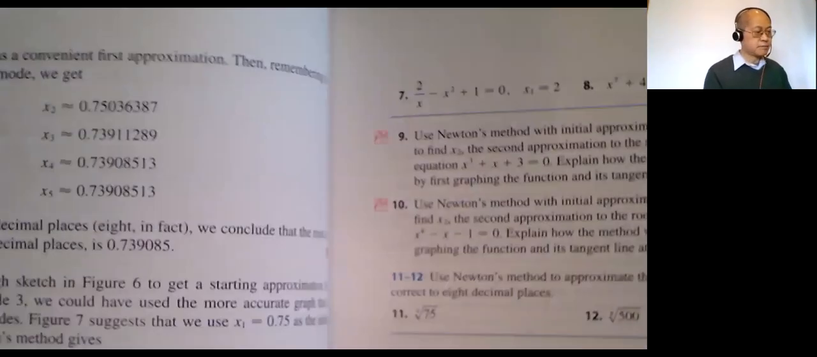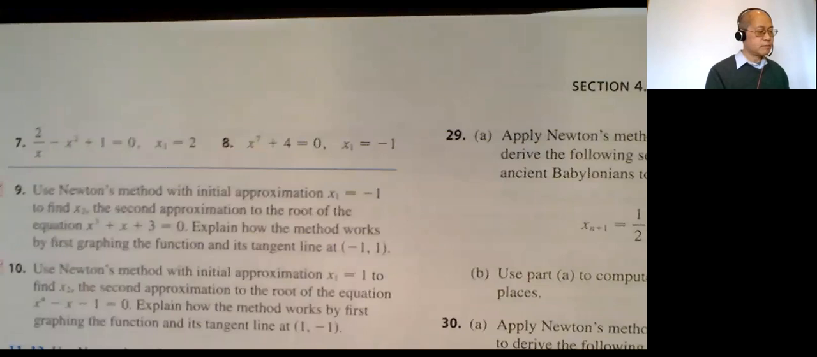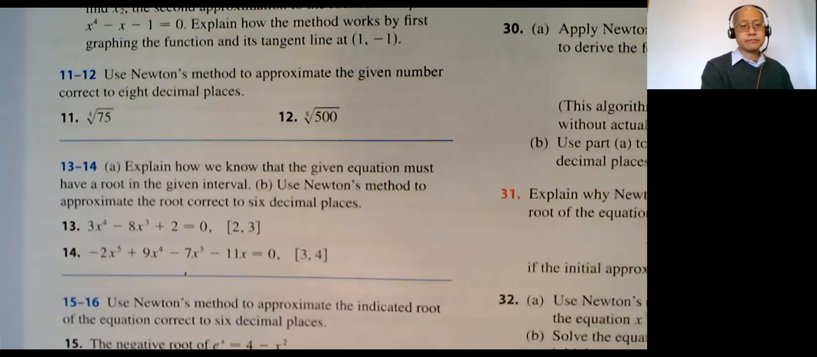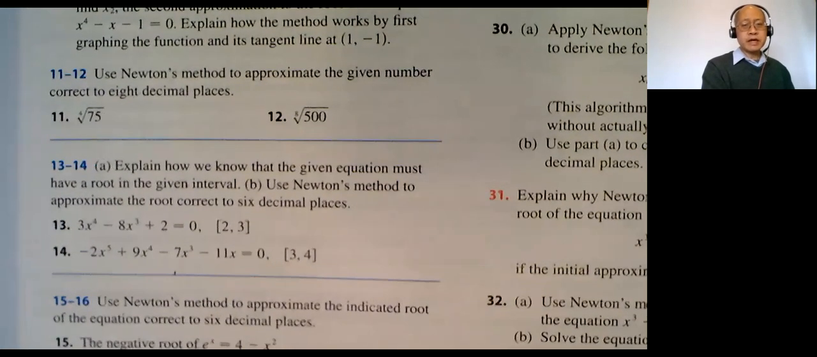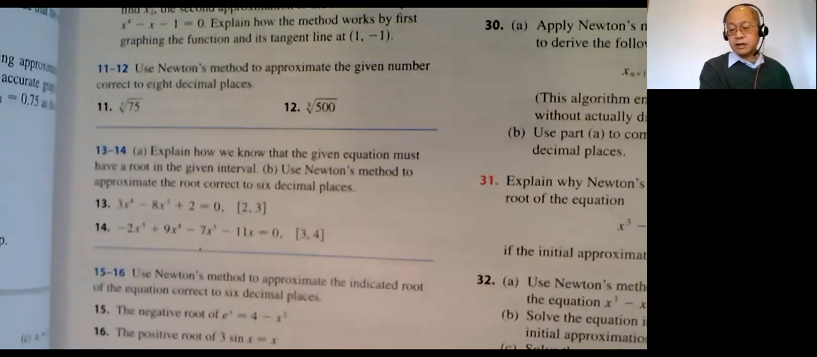Now, in 6, 7, and 8, they gave us the guess. Number 6, x1 is -1. Number 7, x1 is 2. Number 8, x1 is -1. What if they don't give me a guess? Well, then you have to make up a guess. Use Newton's method to approximate the given number correct to 8 decimal places, and so on. Okay, so what happens after that?